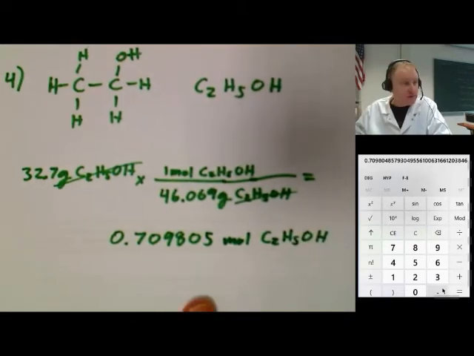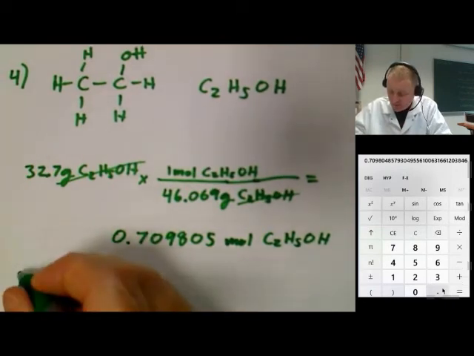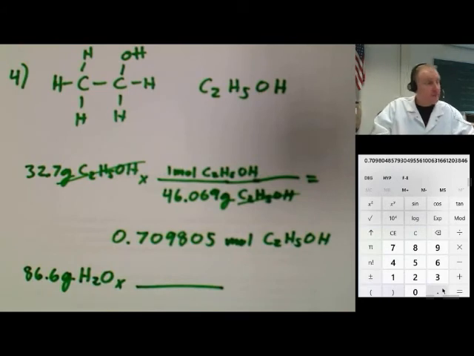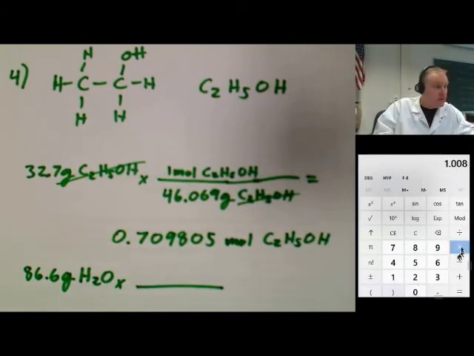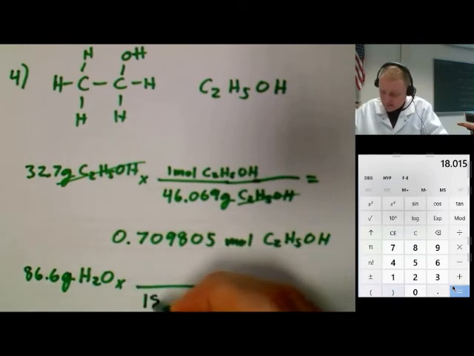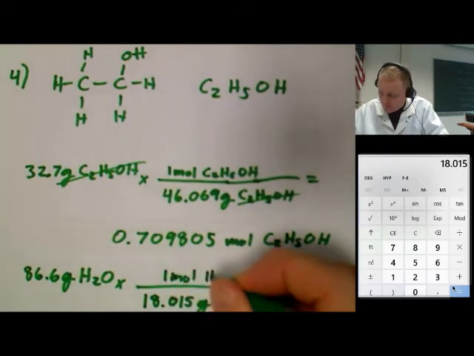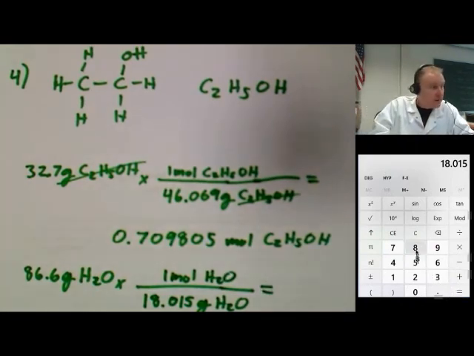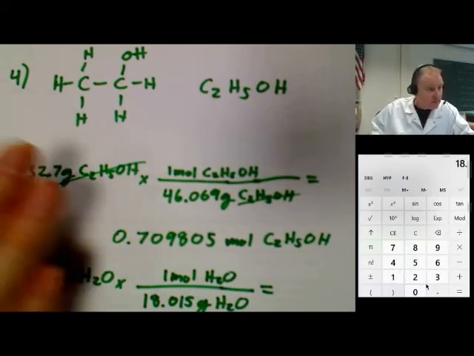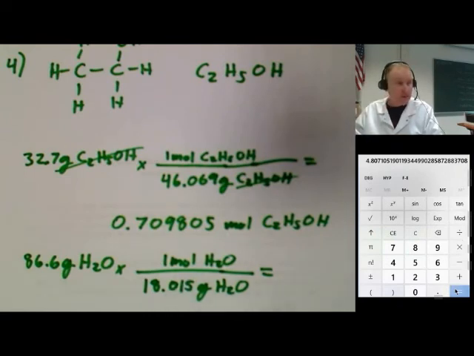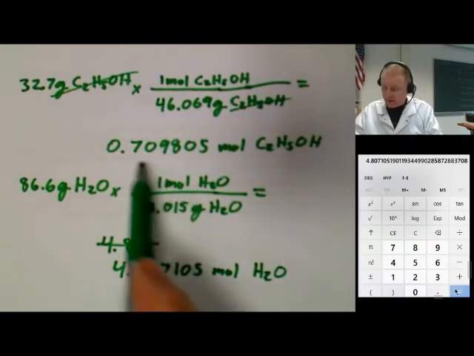Okay, and now let's do the moles of water. We have 86.6 grams of water. We need the molar mass of water. So that's 1.008 times 2 hydrogens plus an oxygen, 15.999, which is 18.015 grams of water per 1 mole of water. So 86.6 divided by 18.015. That was kind of the hardest part of this one, in my opinion. We had to figure out our moles of ethanol and our moles of water.